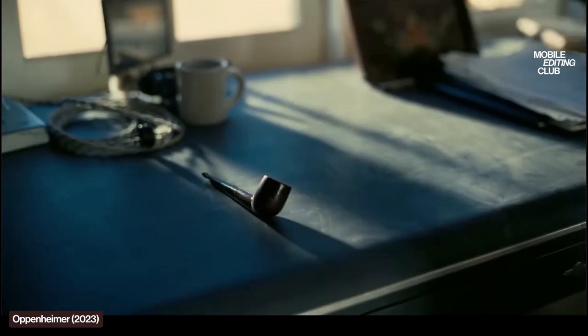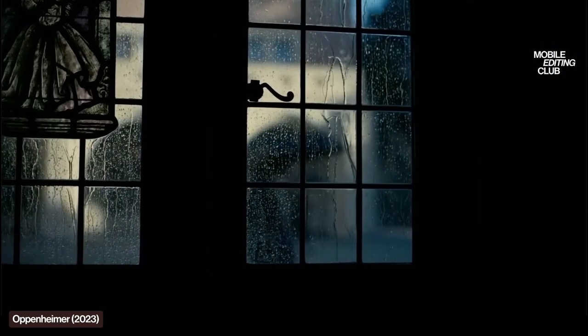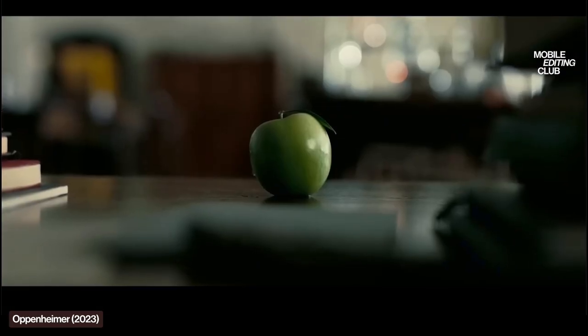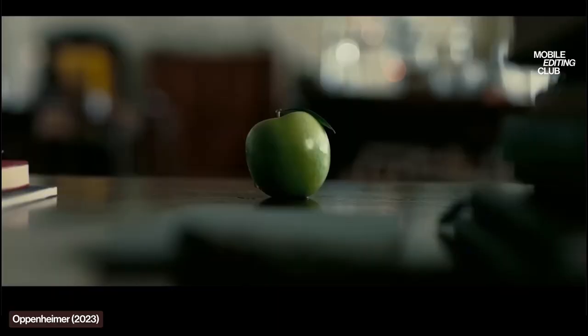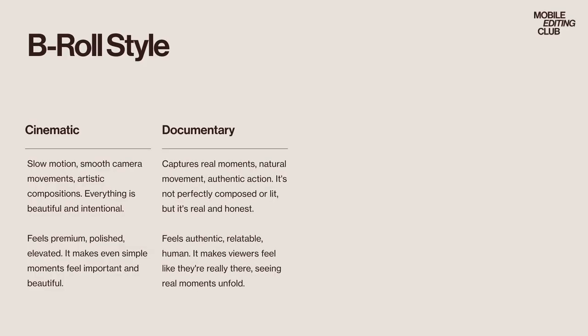This is perfect for luxury brands, high-end products, lifestyle brands that want to feel aspirational, or any content where beauty and mood matter. When shooting cinematic B-roll, you're shooting at higher frame rates for slow motion, using gimbals for smooth movement, composing carefully. The next B-roll style is documentary B-roll.